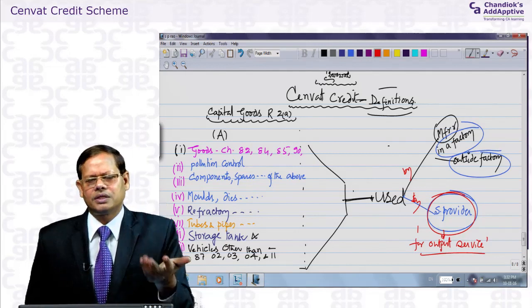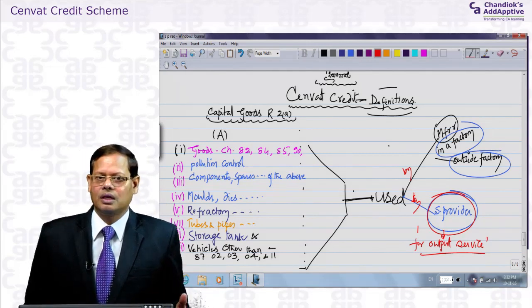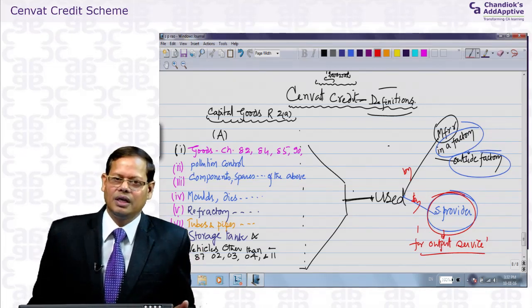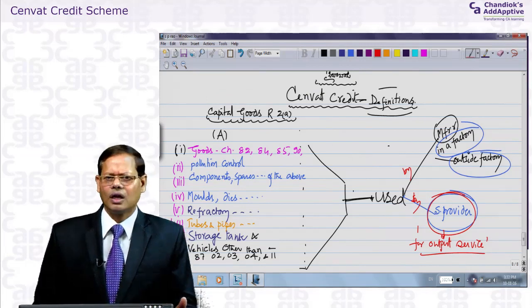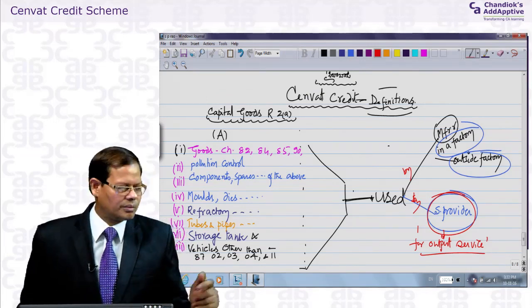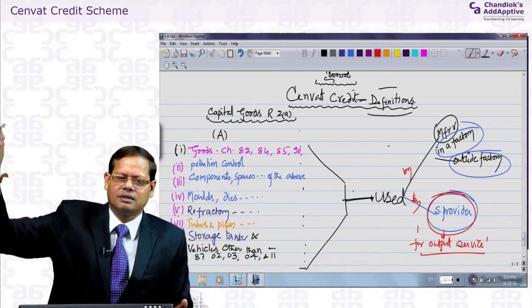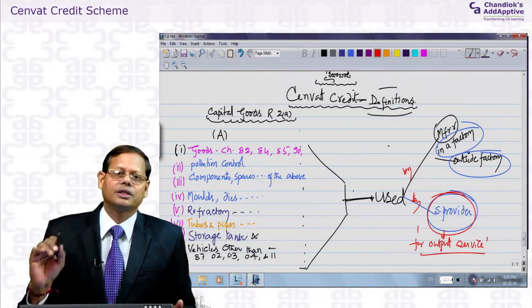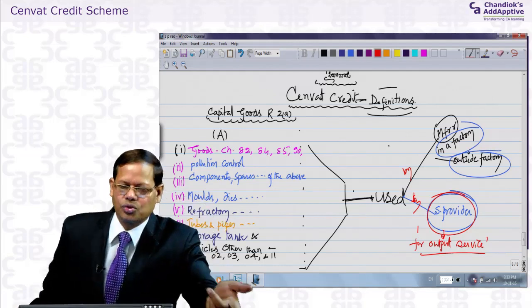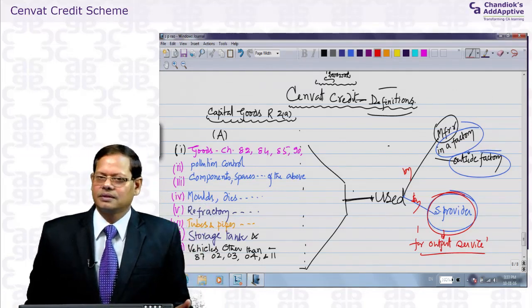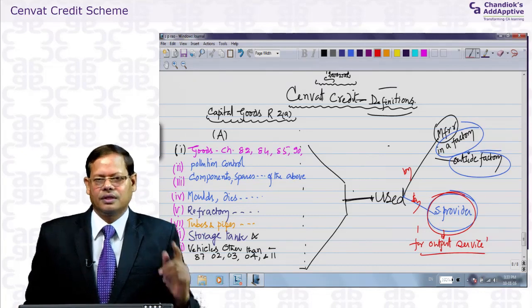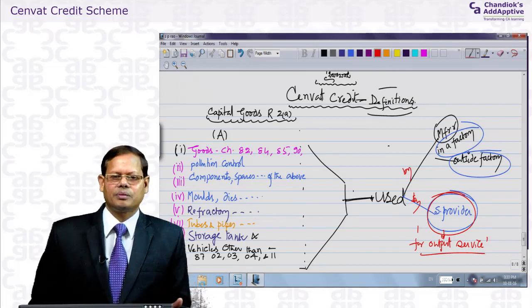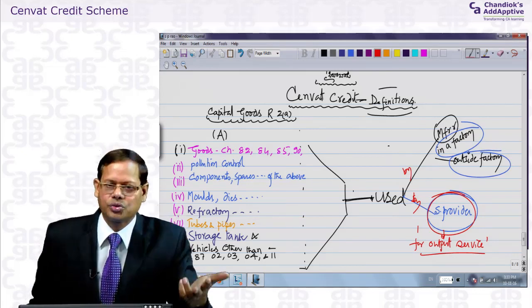Now that also qualifies as capital goods, because even though it is used in the office, it is attached to the factory. Anything not attached to the factory, of course, cannot be treated as capital goods. For example, your factory is here and at some other place some office is there. That has nothing to do with this. But if some office is attached to the factory, whatever is used in this office is also capital goods, so far as the office is attached to the factory.